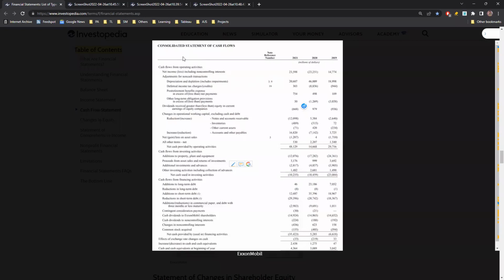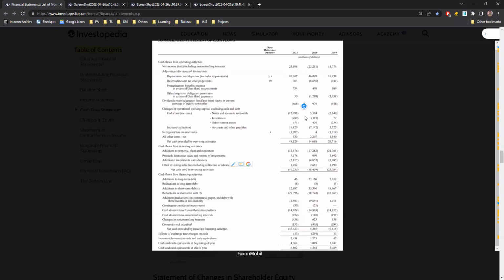Now, if you would notice this particular cash flow statement, let me enlarge it if you can.